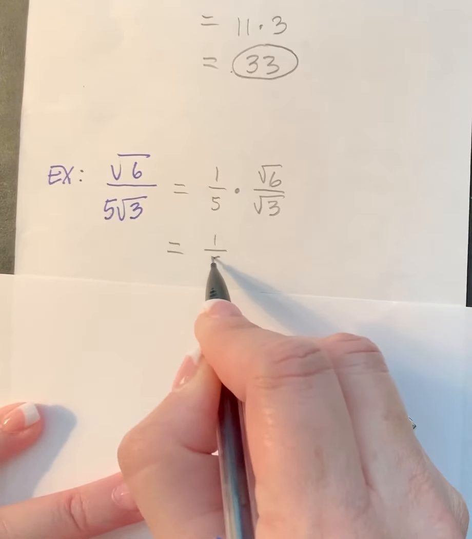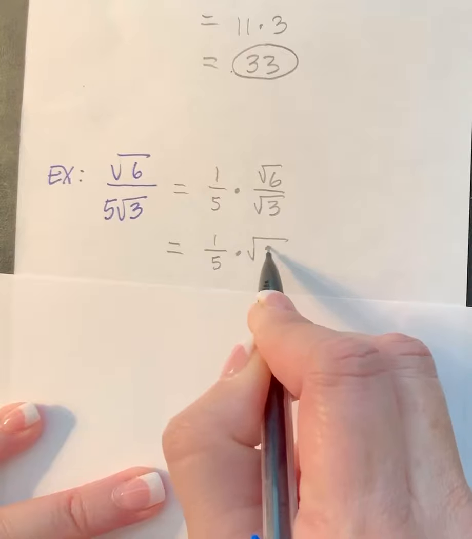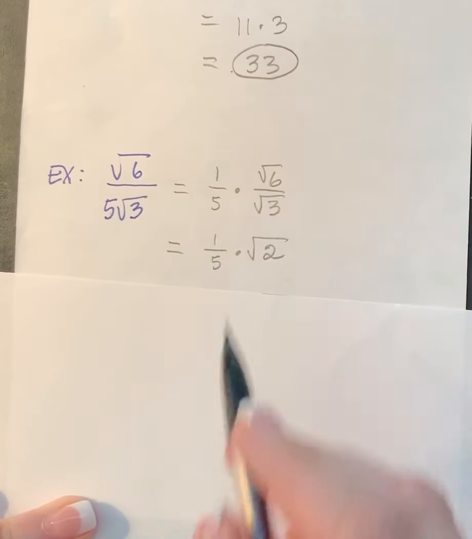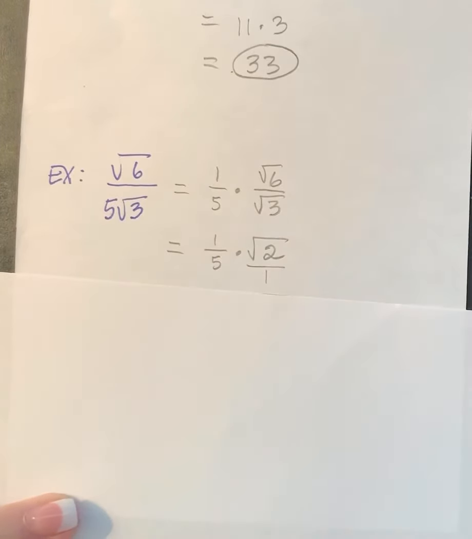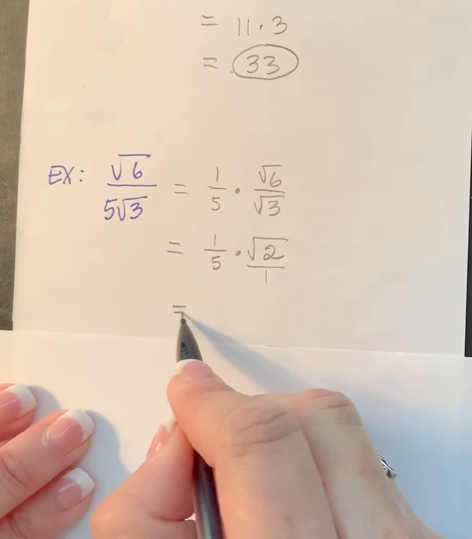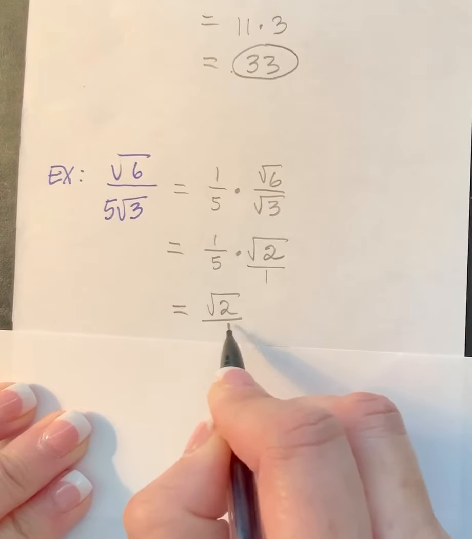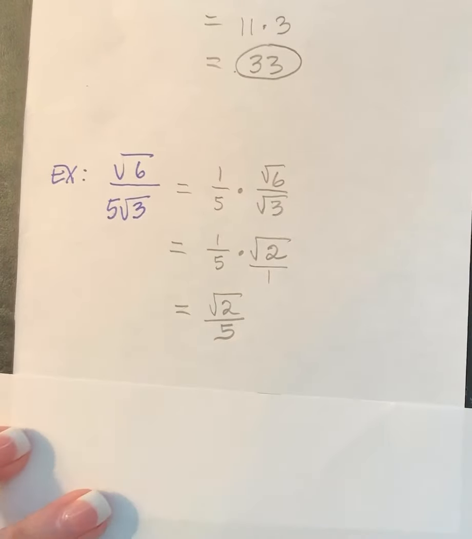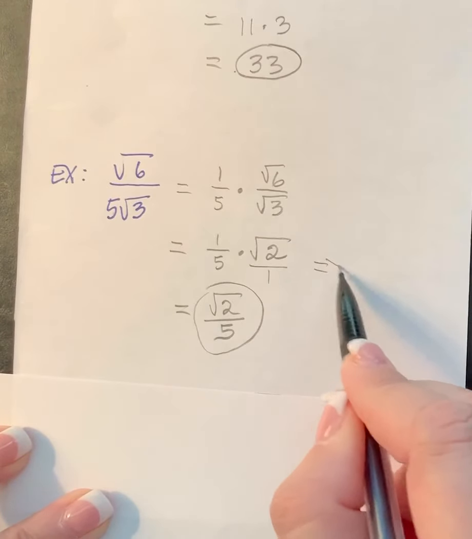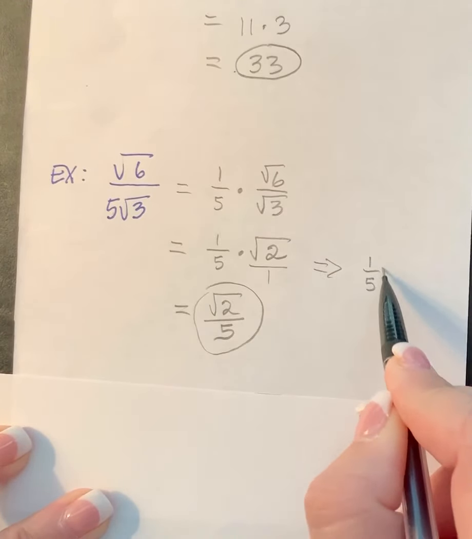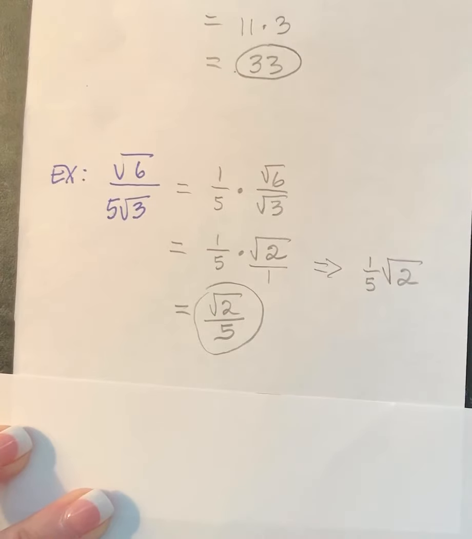So we have 1/5 times the square root of 2. Now that's the same thing as the square root of 2 over 1. So when you put it all back together, and in most cases you will, you're going to write that as the square root of 2 divided by 5. There are occasions where somebody might write this as 1/5 times the square root of 2. For now, we're going to write them all as one fraction.